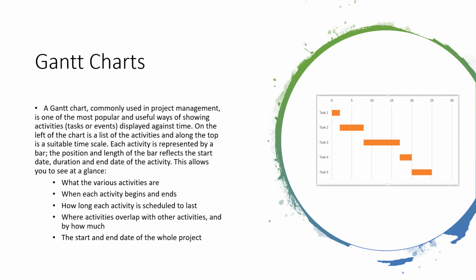So instead of just saying during this quarter this will be completed, you're going to say, right, from week 15 to 18 we'll work on this, right? And we could have multiple activities overlapping with other activities if necessary. So what are the various activities that are going to happen? When does each activity begin and end? How long is each activity scheduled to last? And then where do activities overlap with other activities, and by how much? And then, of course, the start and end date of the whole project.